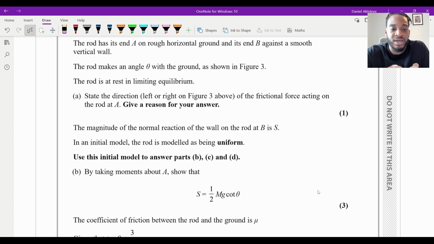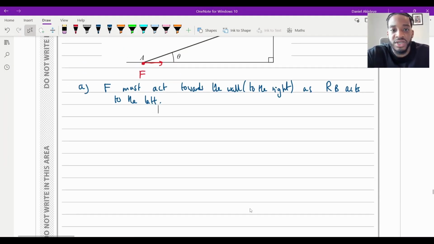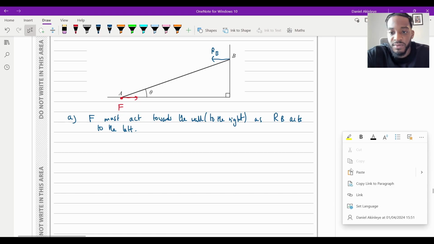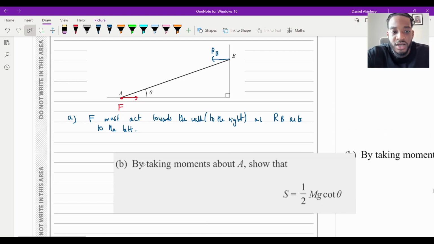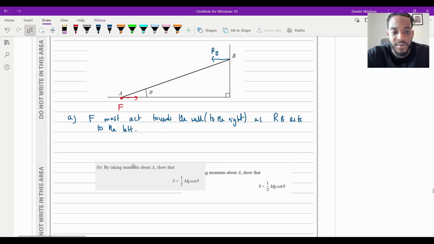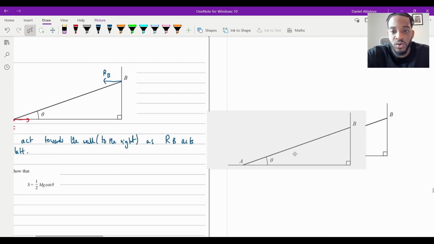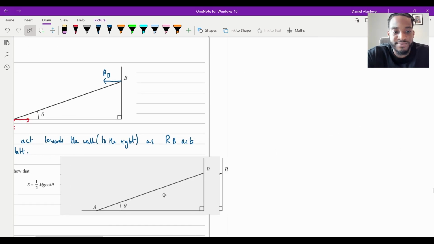So what I'm going to do is screenshot the question so I don't need to keep going up and down. I'll put this here, and let's get the diagram going again. So we'll take a moment. We need a force diagram now. We've got one here, but it's partially completed, so we need to finish it off.